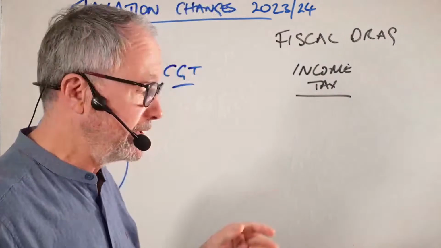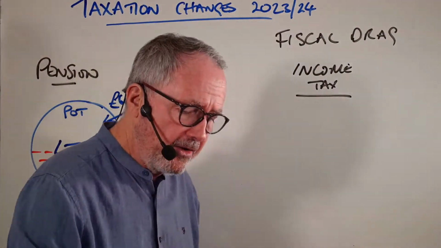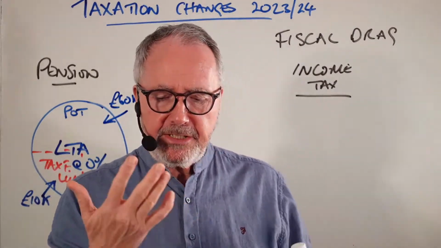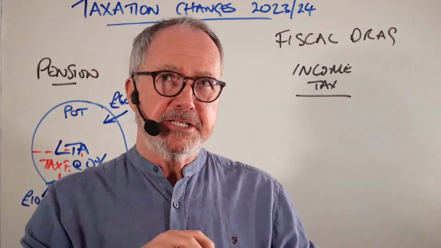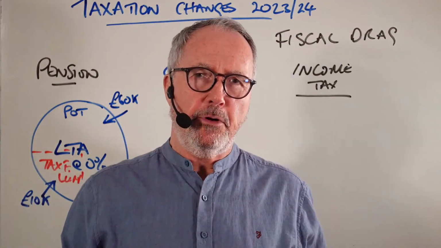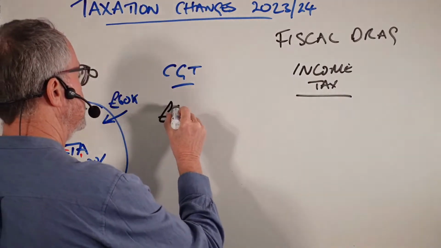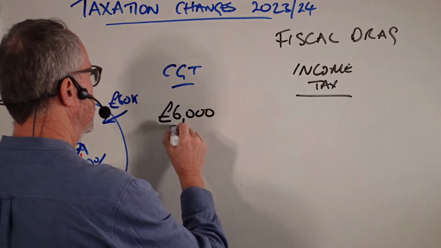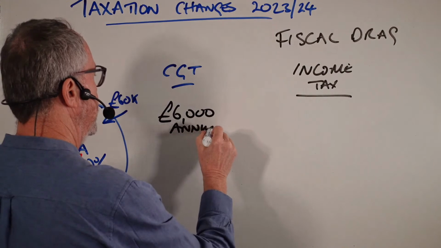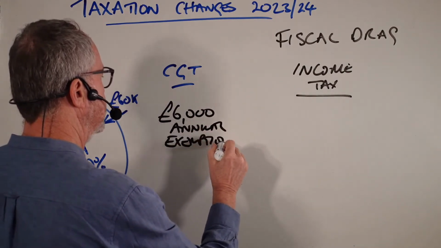So that's pension changes. Now, capital gains tax. This affects you if you're dealing with landlords, people buying second properties, holiday lets, or whatever it is. And the whole point about capital gains tax is you have to pay on those kind of properties and other assets as well. Now, the big change here is the £6,000 annual exemption. There you go. Each year, you can make 6 grand's worth of capital gain and not pay capital gains tax.